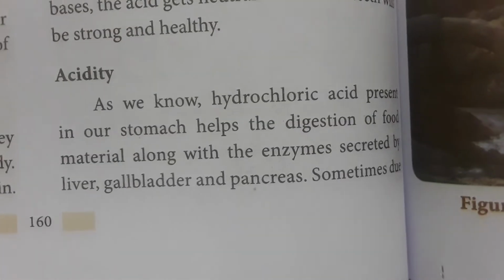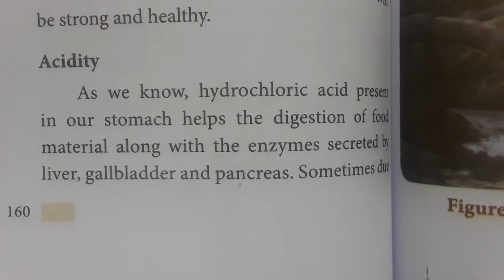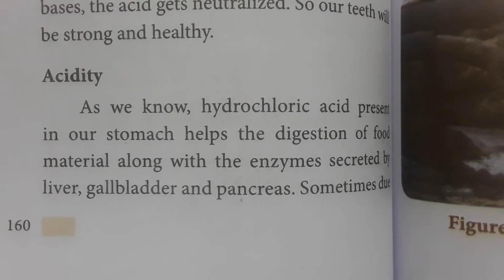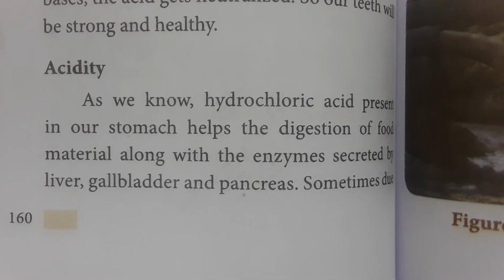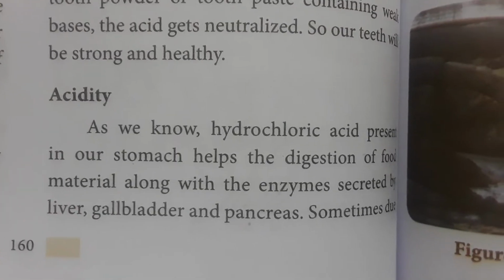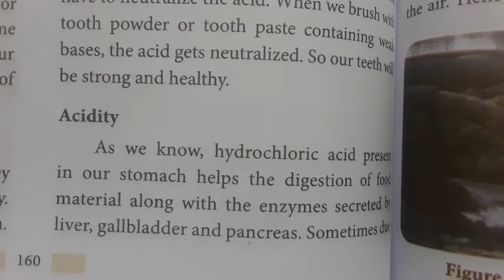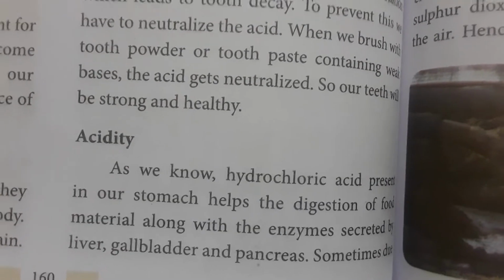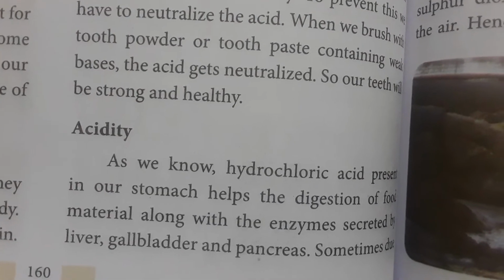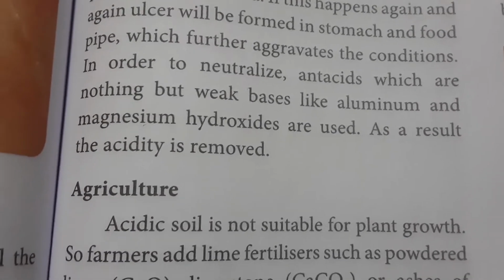And next one is acidity. As we know, hydrochloric acid present in our stomach helps in the digestion of our food materials along with the enzymes secreted by the liver, gallbladder and pancreas. Sometimes the hydrochloric acid level is excessively produced by the stomach. There is a need to neutralize this acid. For that, the doctors recommend aluminum and magnesium hydroxides.